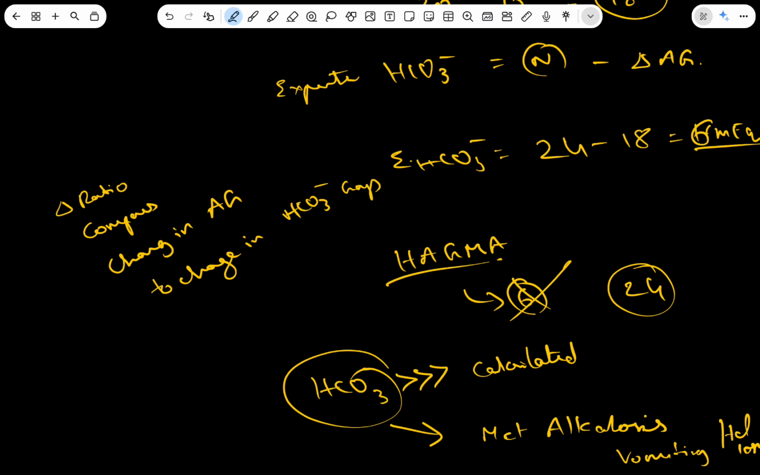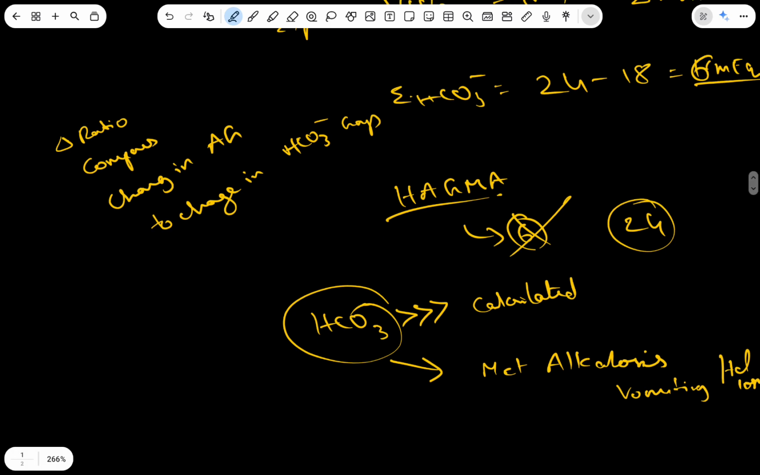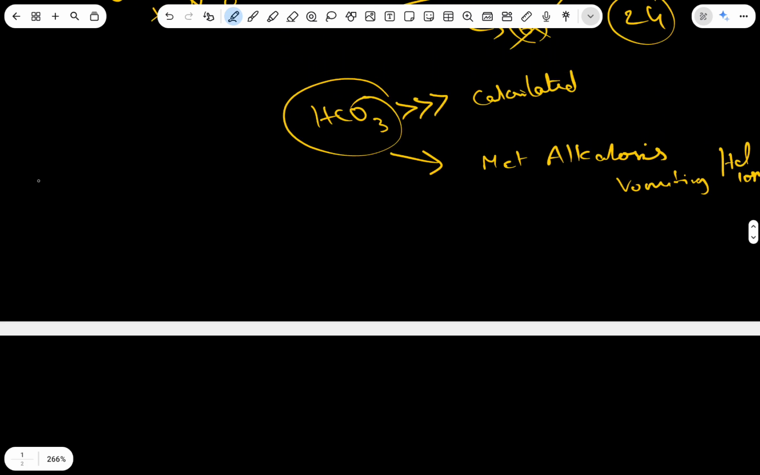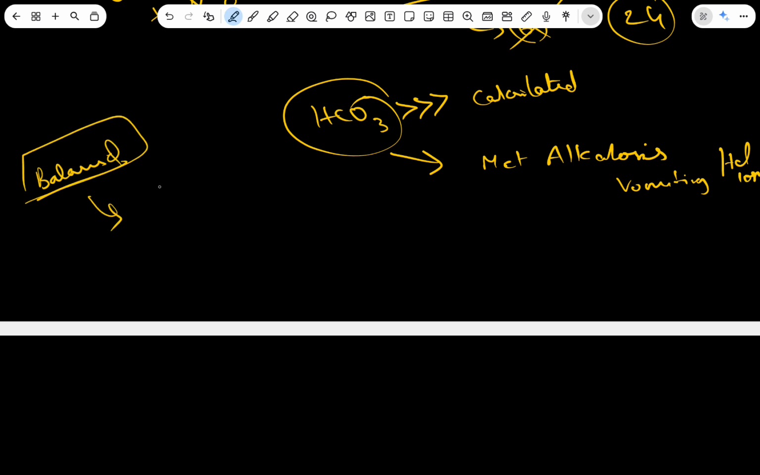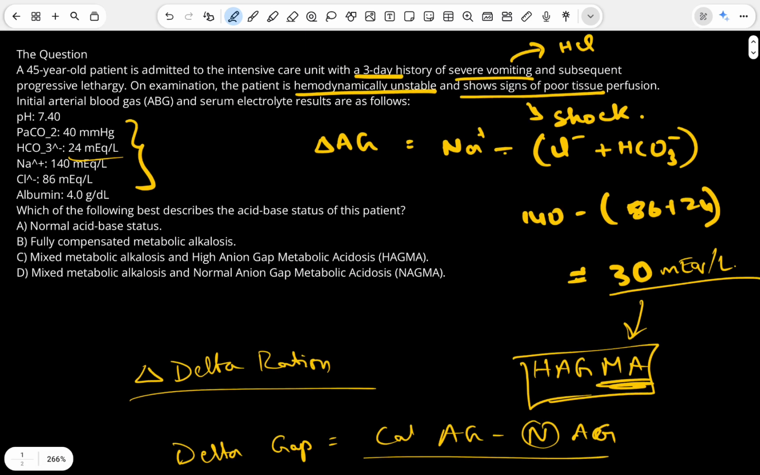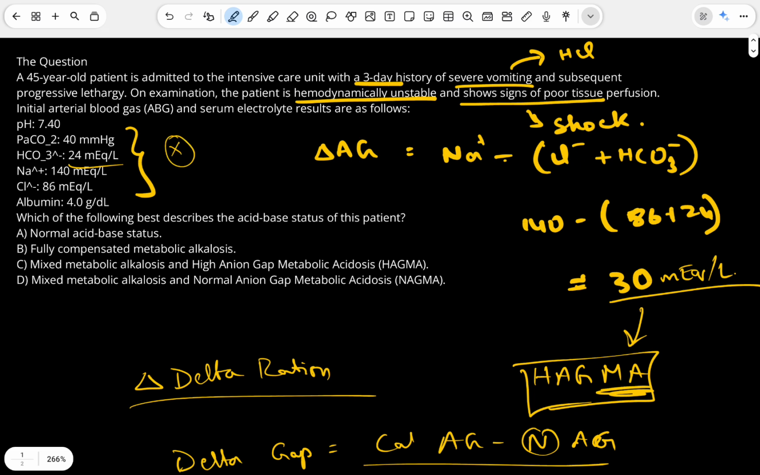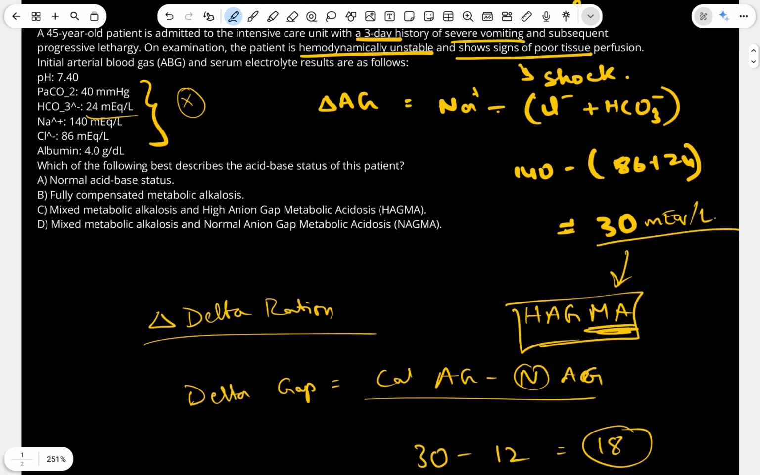So this is a case where the values have balanced so perfectly that it seems there is no problem at all. You cannot see or identify the problem. This is how you approach it. So the answer here is mixed metabolic alkalosis and high anion gap metabolic acidosis.